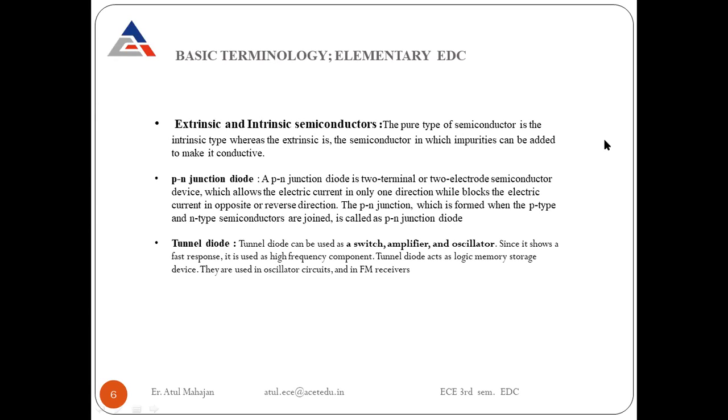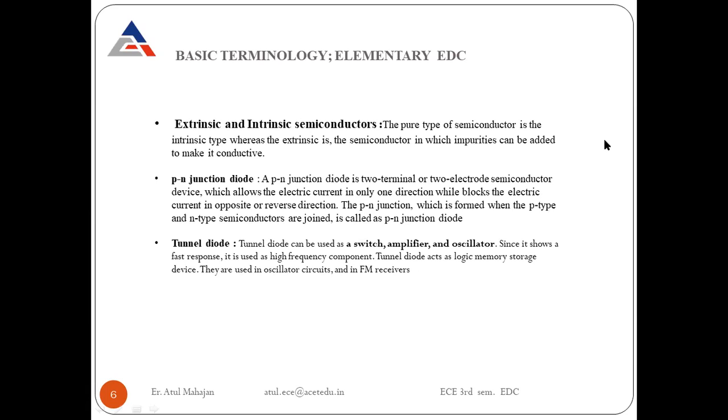Then we have the PN junction diode. Now, what do you mean by the PN junction diode? A PN junction diode is a two-terminal, two-electrode semiconductor device which allows the electric current to flow in only one direction, while it blocks the electric current in the opposite or reverse direction.